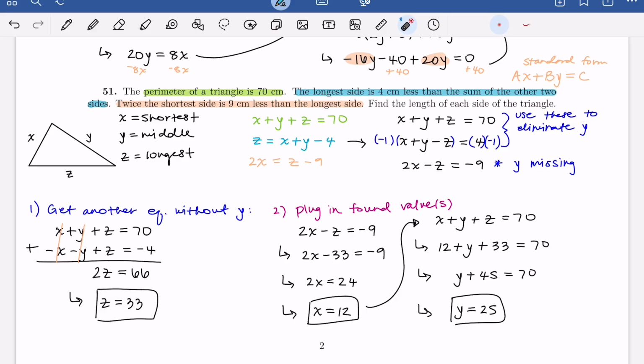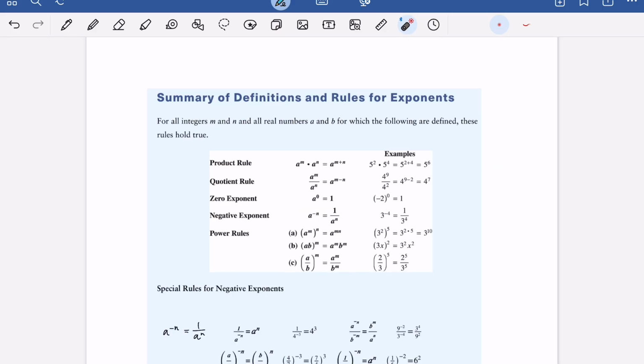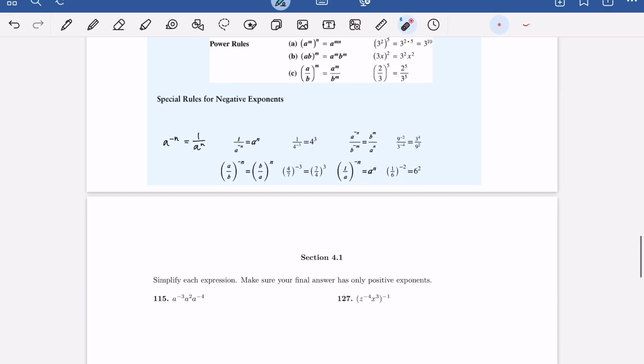Now, in this next section, we are working with integer exponents. So what we're wanting to do is simplify exponential expressions or equations, and we're going to do so using these rules here. So this is a nice summary of definitions and rules for exponents, and this can be found in our textbook. This is just a screenshot directly from our textbook. So we're going to use each of these rules here to answer the following questions.